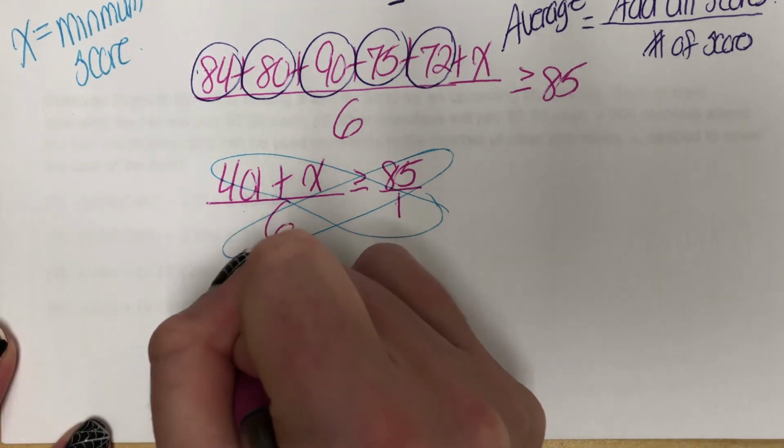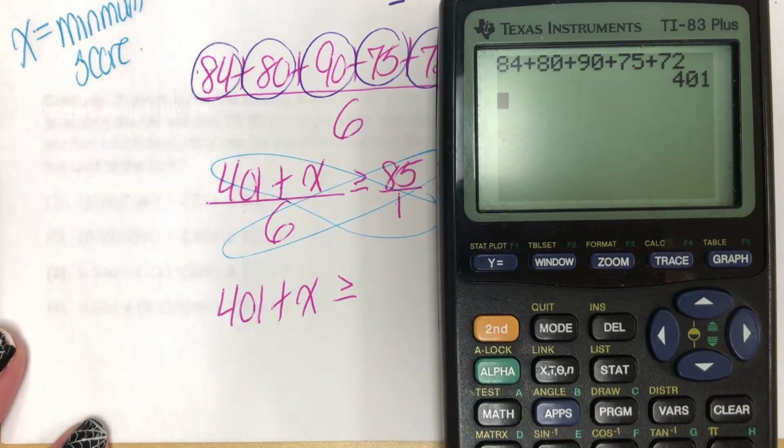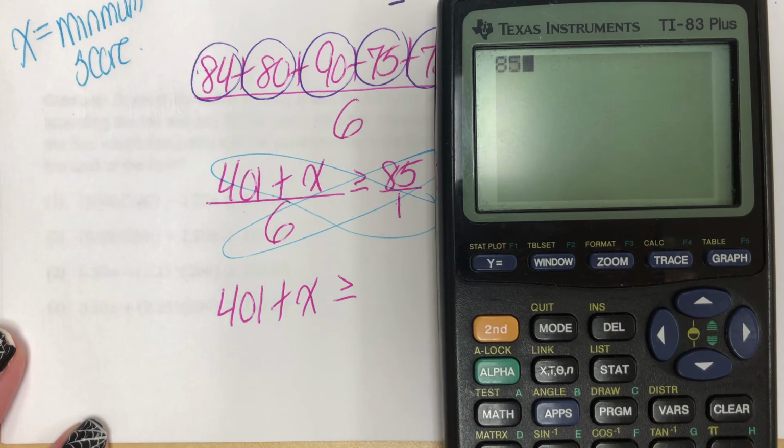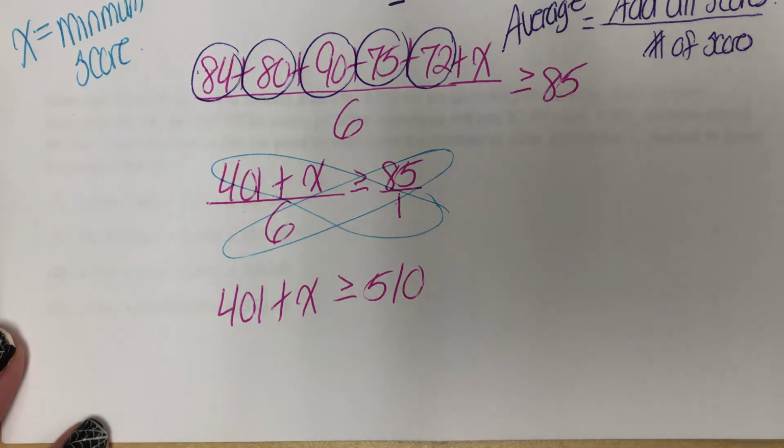So I'm going to get 401 plus x is greater than or equal to... well, what's 85 times 6? If we type that into our calculator, 85 times 6, we get 510. All right. And now I solve this like any other inequality.